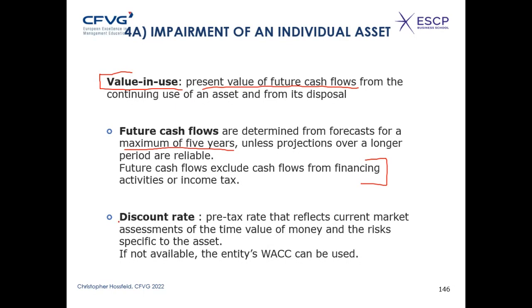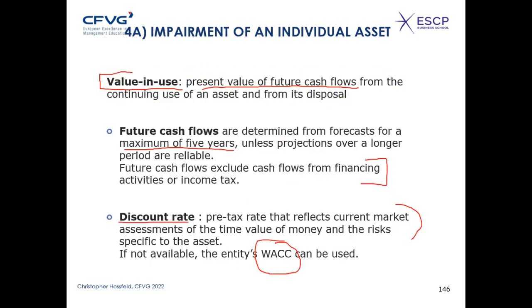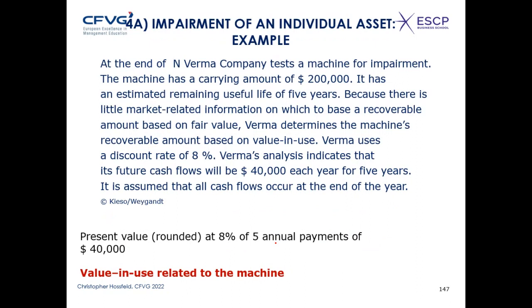When I calculate the present value of future cash flows, I need a discount rate. I should use a rate that reflects the current market assessment. Most companies, however, use the weighted average cost of capital that they have in the company. So value in use is the present value of future cash flows. Fair value is basically the selling price today minus cost to sell. Okay, then let's do an example here.